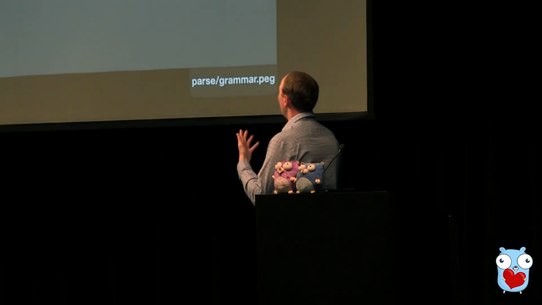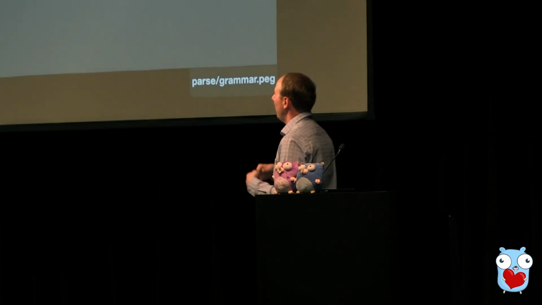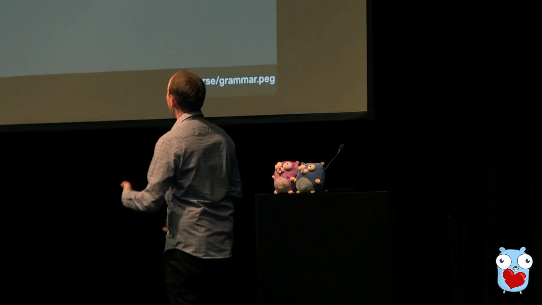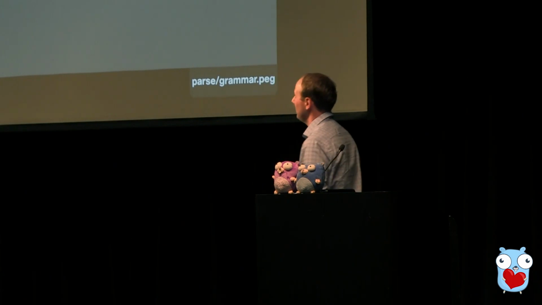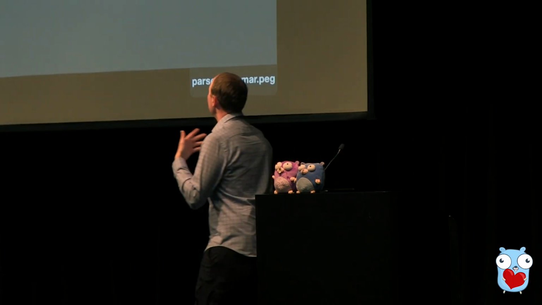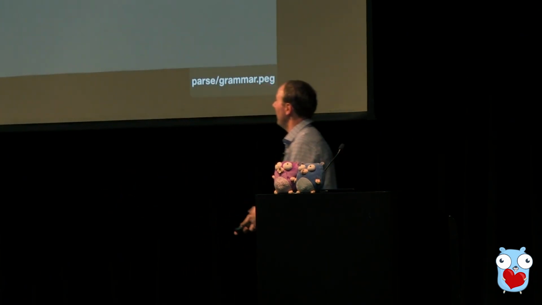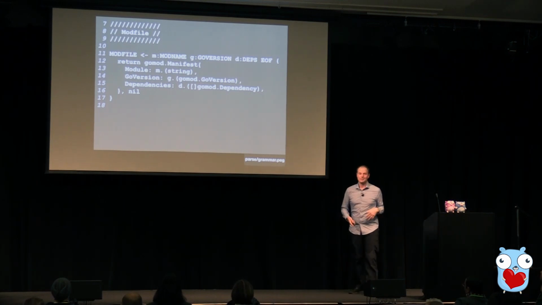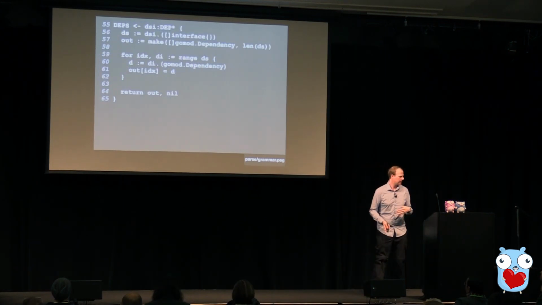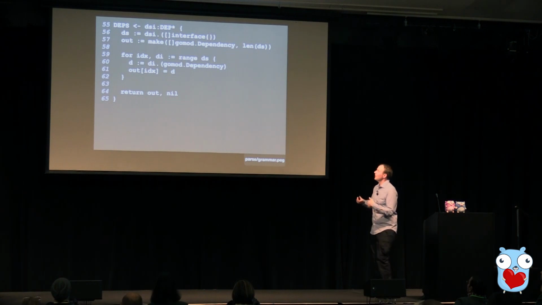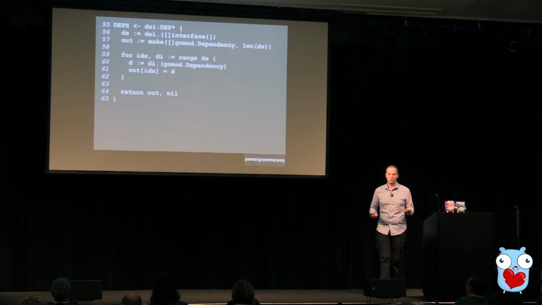And we can use the same trick here. First, we're going to modify that mod file rule to say that now a mod file is a module name followed by a Go version followed by multiple dependencies. And we're going to pass that along in the struct. Dependencies here is defined as 0 or more instances of the dep rule.